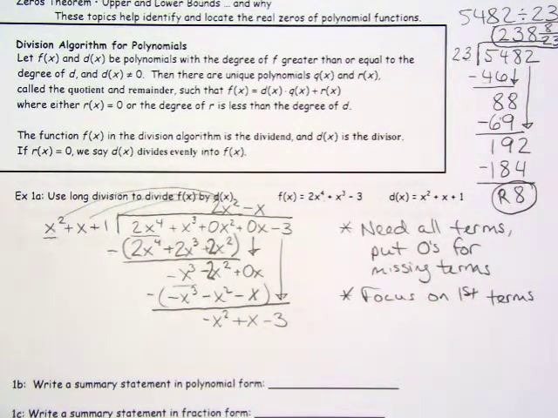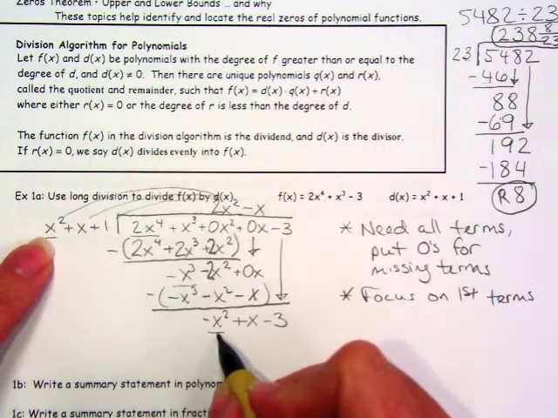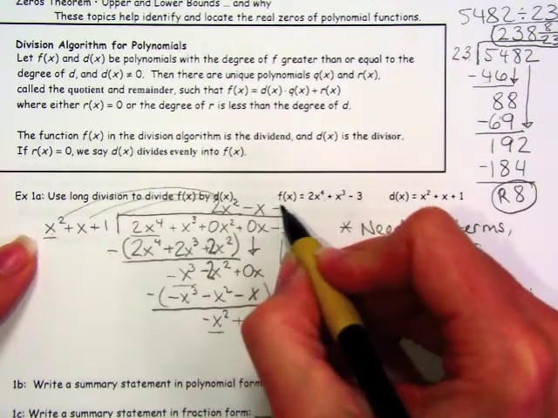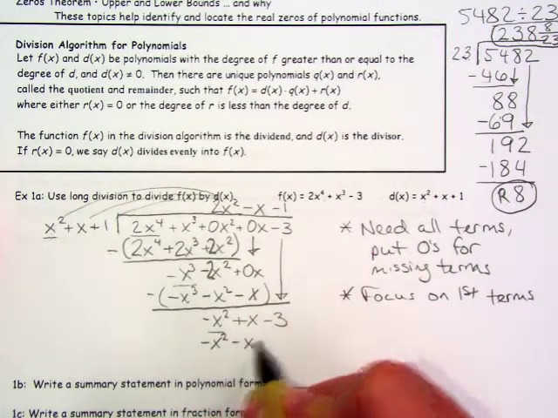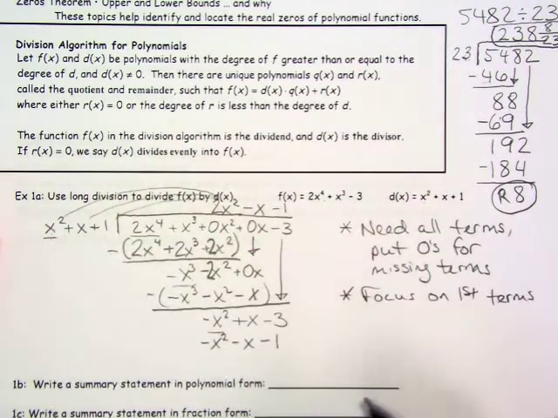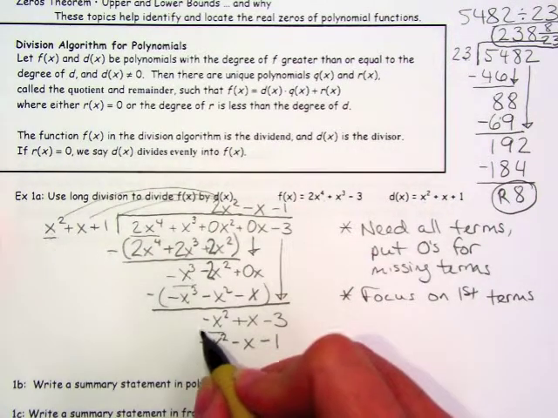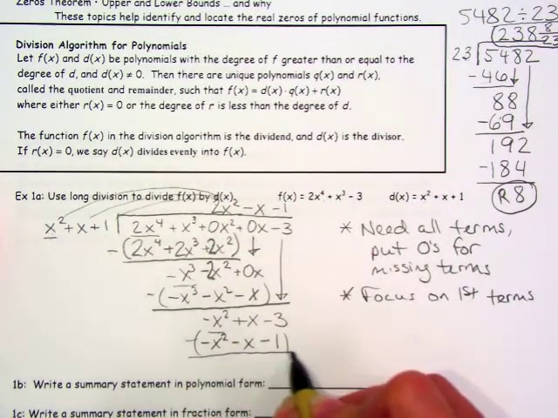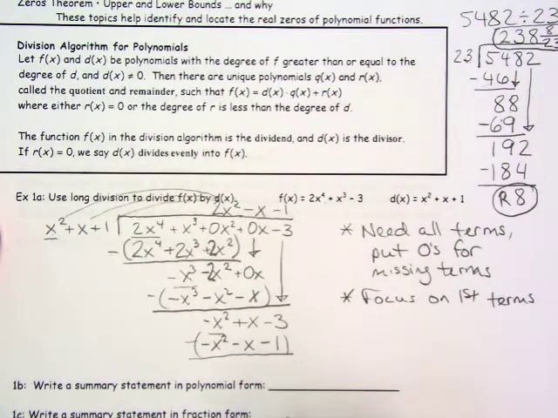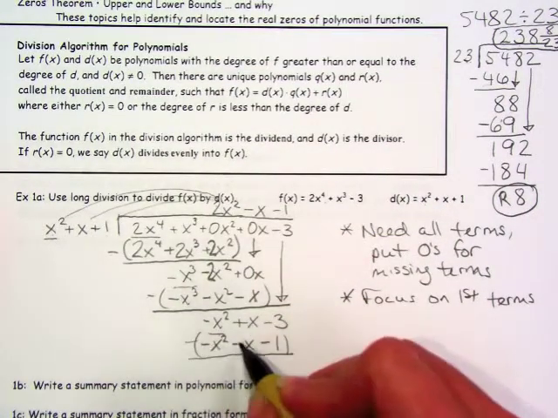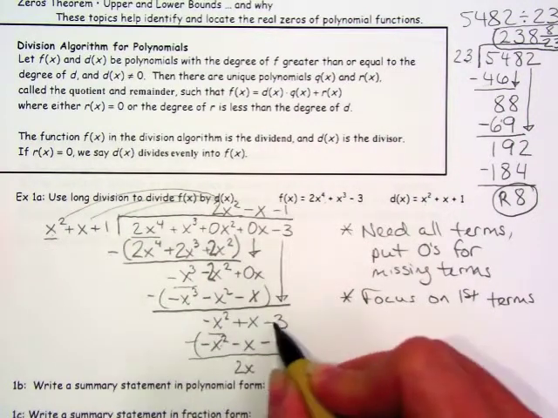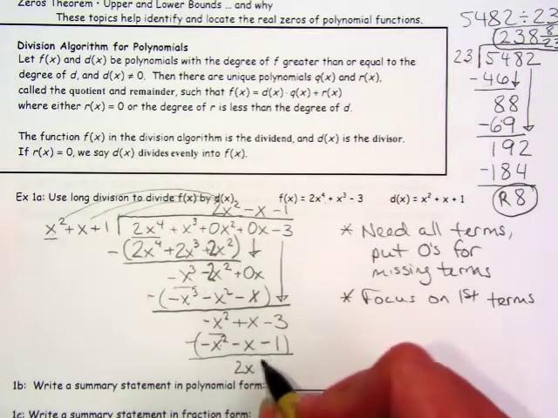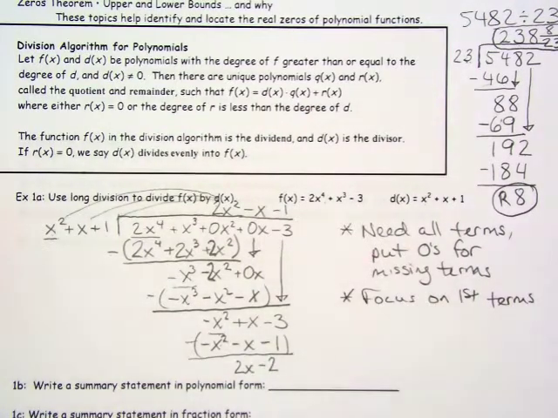Okay, one last time. What do I have to multiply x squared by to get negative x? Negative 1. And so we get negative x squared minus x minus 1, multiplying negative 1 times that trinomial. And lastly, we subtract that. We're at the end, so we know we're getting to the end. We subtract here. x minus a negative x is 2x. Negative x squared minus negative x squared is 0. Negative 3 minus a negative 1 is plus 1, so negative 2. Okay, that's the synthetic division.